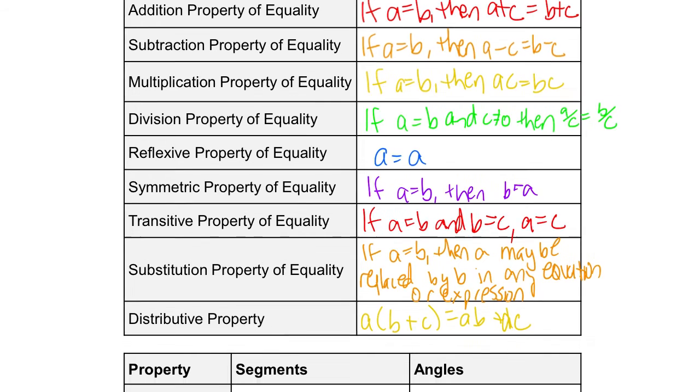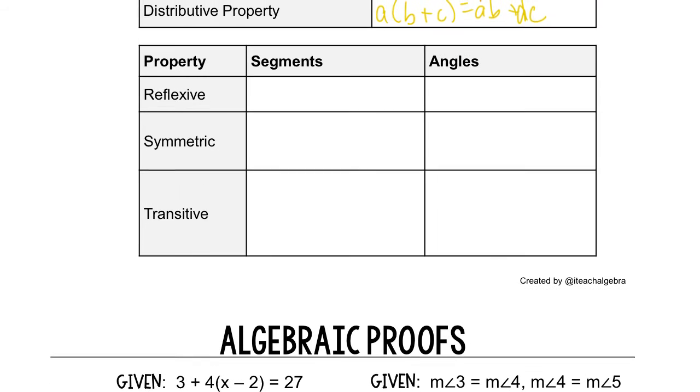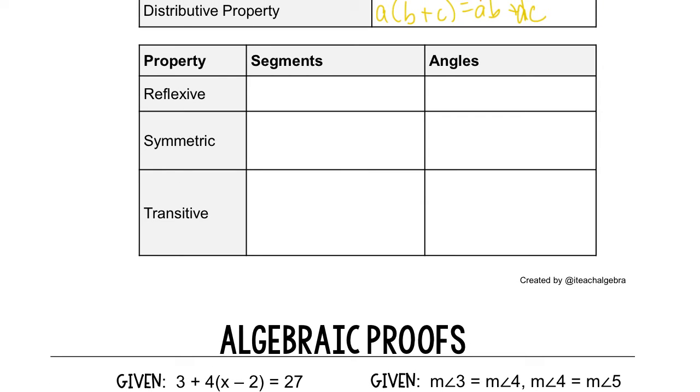All right, let's scoot down to some geometric properties that we'll use in algebraic proofs. The reflexive property in our geometric proof, segment AB equals segment AB. We've used that when two triangles share a side. Same thing goes for angles. The measure of angle 1 is the same as the measure of angle 1. That's if they share an angle.